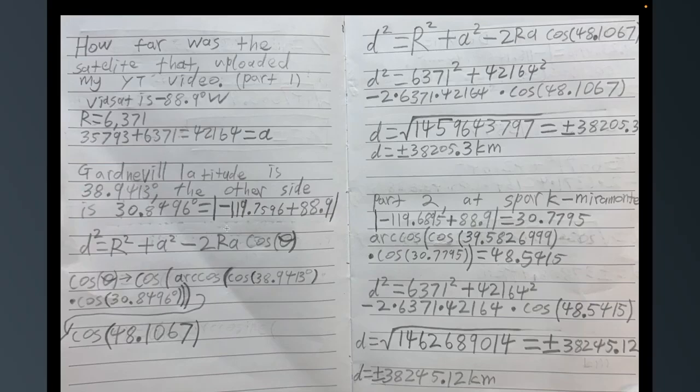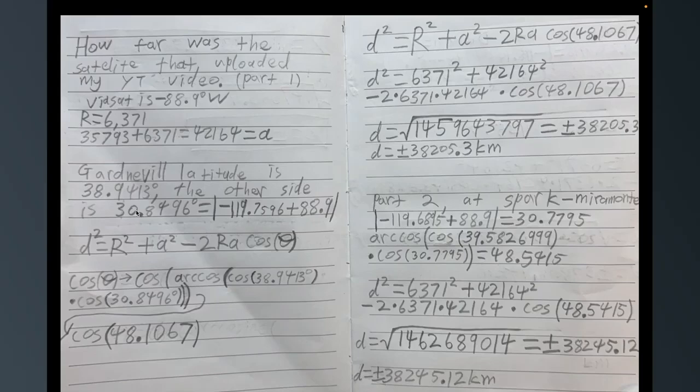So one of the degrees is 38.94 about that, and the other one is actually 109.76 about that. Since this is a negative, we do this number plus the satellite coordinates, and then take the absolute value, which is 30.8496 degrees.